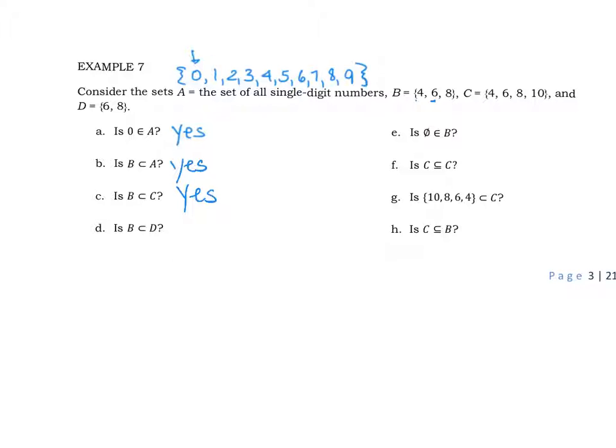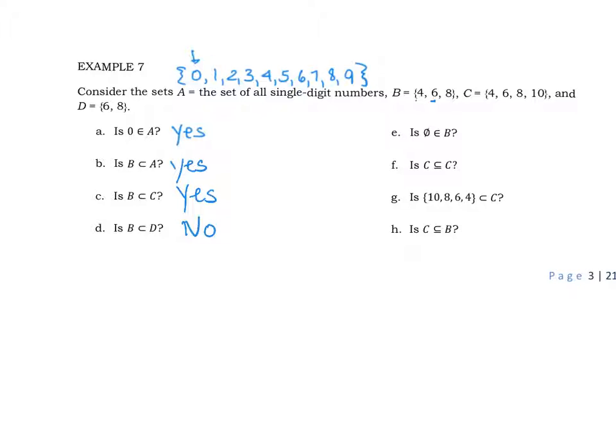Now D asks if set B is a proper subset of set D. Well, just by the number of elements alone, B cannot be even a subset of D because it has more elements in it. And as you see, 4 is not an element of set D. I can't even talk about proper subsets here, so no.